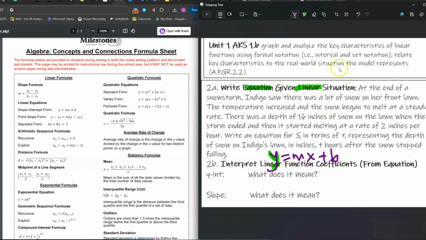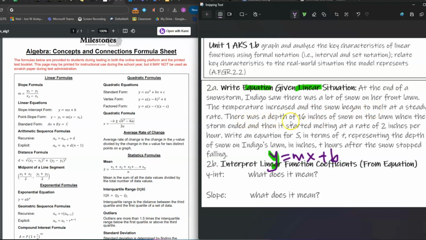So at the end of the snowstorm, I'm going to put my highlighter on. If you don't have the ability to do a highlighter, you can just underline. So in fact, I will underline so I can show it to you. At the end of a snowstorm, Indigo saw there was a lot of snow on the front lawn. The temperature increased and the snow began to melt. So think about the situation. There's snow and then it's melting, at a steady rate.